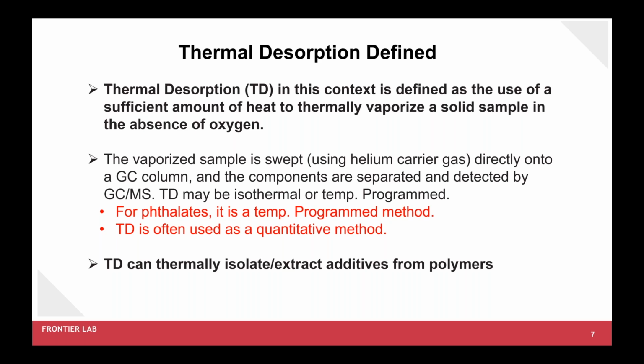On the other hand, thermal desorption uses a sufficient amount of heat to thermally vaporize a sample without oxygen and thermally extract or isolate the additives, in our case the phthalates, from the polymers and heavier portions of the sample.